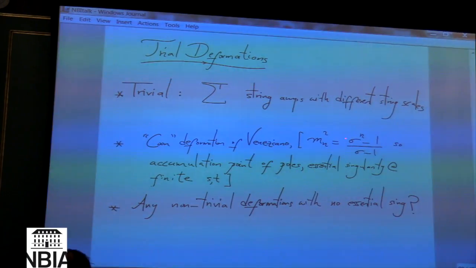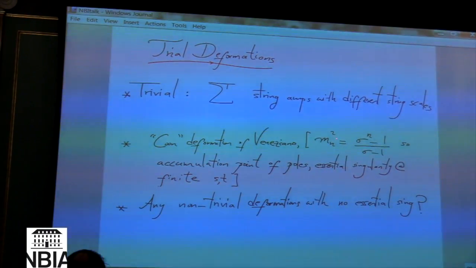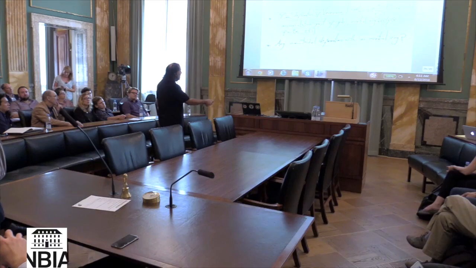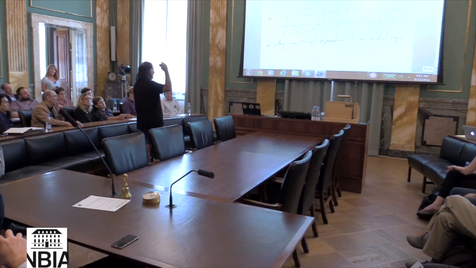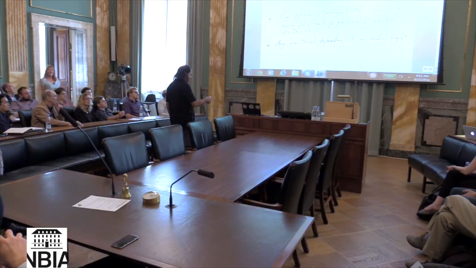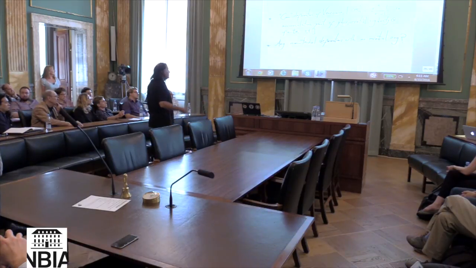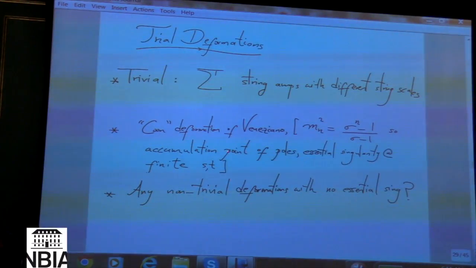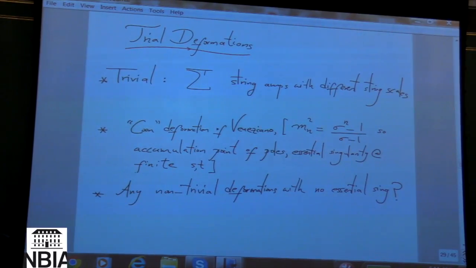smaller than 1, and so it has an accumulation point. As n goes to infinity, mn squared hits a finite value. So there's an essential singularity at finite s and t. It's not obvious there's anything wrong with that. That's also similar for the spectrum of the hydrogen atom. But in any case, that's not allowed in the rules that we're talking about.